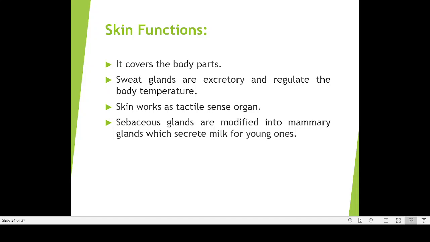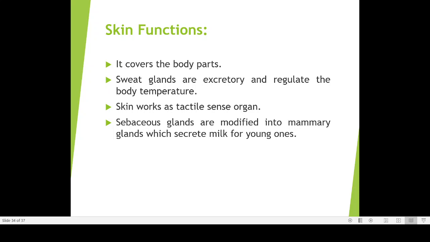Now the skin also has another important function. The skin acts as a tactile sense organ. You are able to feel the sensation of touch because it is acting as a sense organ. The skin is highly supplied with different types of nerves, and because of the presence of these nerves, the skin acts as a touch organ. Tactile means touch. It is a sense organ for feeling touch. So that is the third function of the skin.